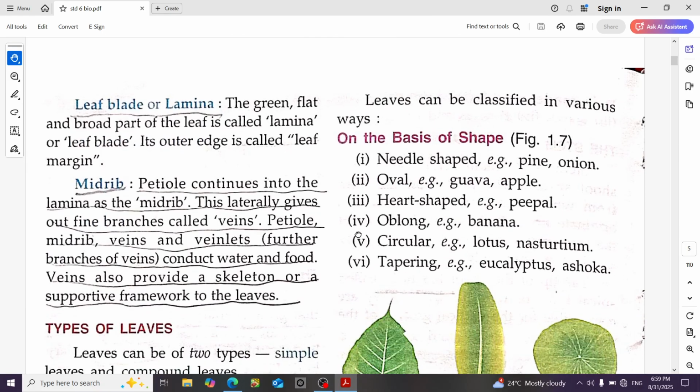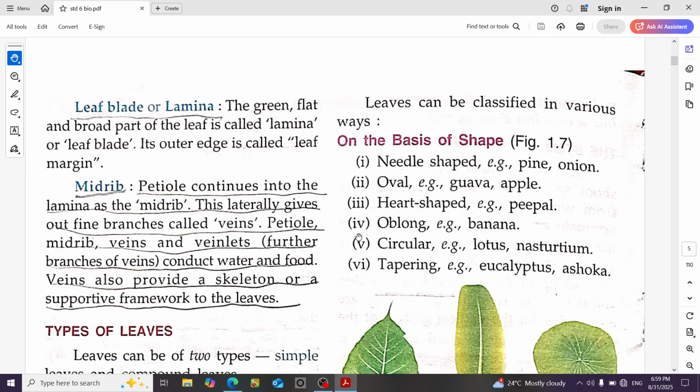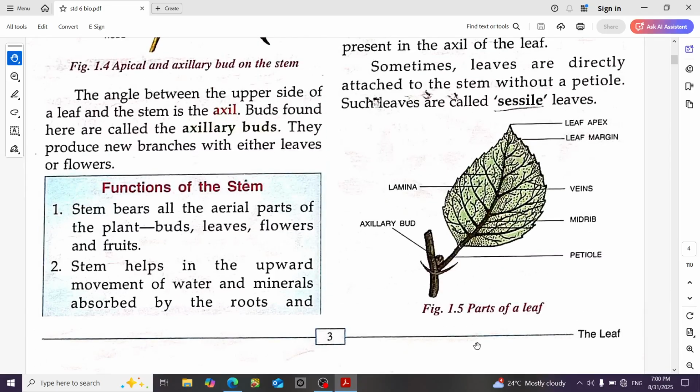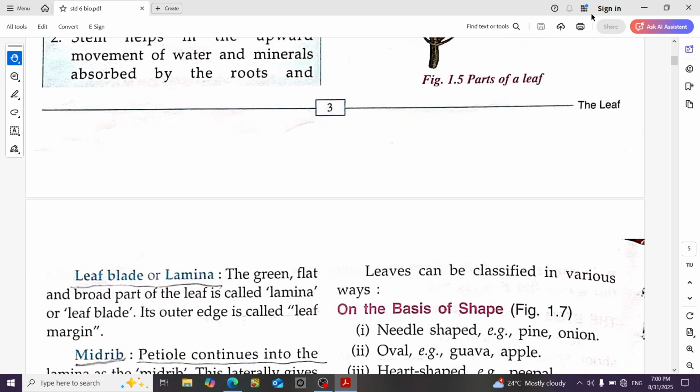If the petiole is present, that is a normal leaf. Now the leaf blade or lamina. The green, flat, broad part is the lamina. The outer edge is called the leaf margin. Midrib: the petiole continues into the lamina as the midrib. This laterally gives out fine branches called veins. Petiole, midrib, veins and veinlets further branching out. You can see it here. See the vein, this part, midrib. So they're branching out.